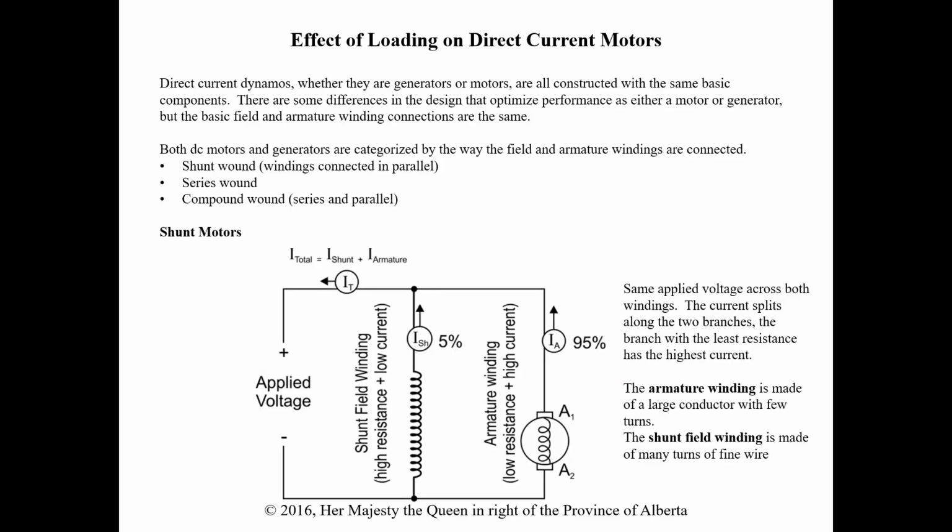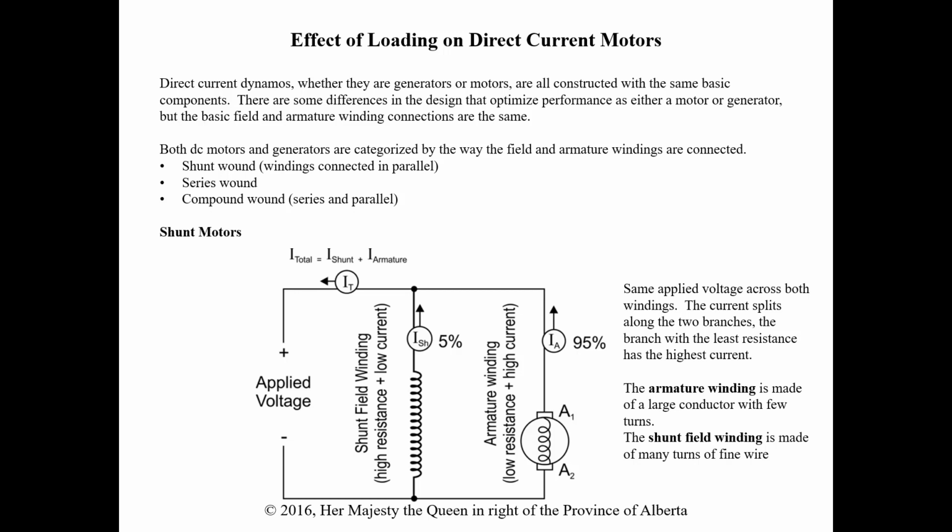The effect of loading on DC current motors. Again, we're going to see how these can be hooked up to get the best possible effects for the different types of loads we have. So direct current dynamos, whether they are generators or motors, are all constructed with the same basic components. There are some differences in the design that optimize performance as either a motor or generator, but the basic field and armature winding connections are the same. Both DC motors and generators are categorized by the way the field and armature windings are connected.